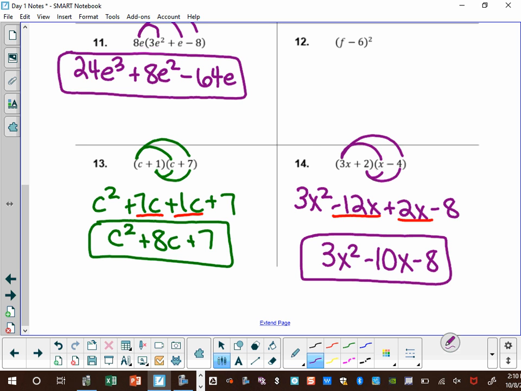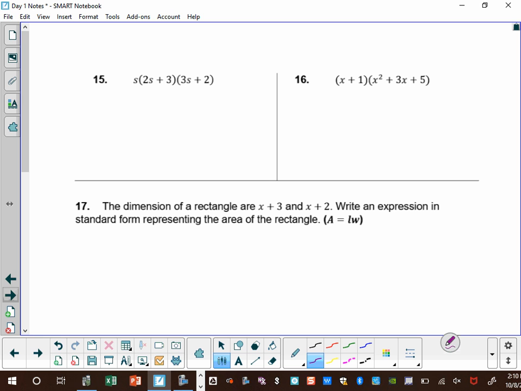All right, so we're going to do number 15 together. Do you guys see how there's basically 3 parts with number 15, right? There's S, there's 2S plus 3, and then 3S plus 2. They basically want us to multiply everything together. So, let's start with the first one. I'm just going to act like this last guy here doesn't even exist.